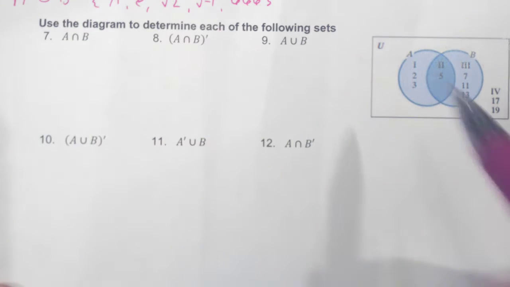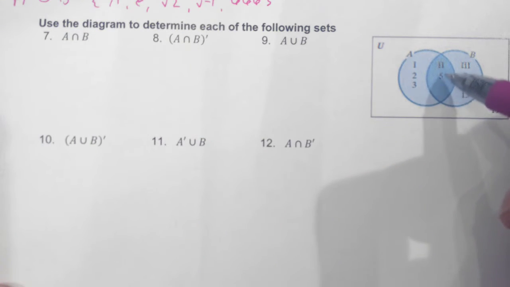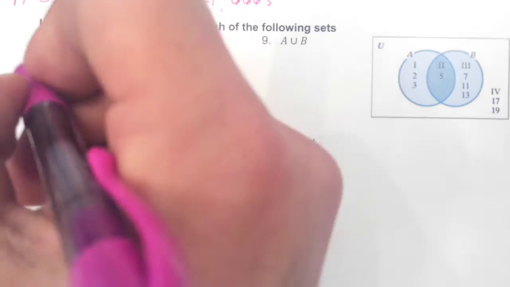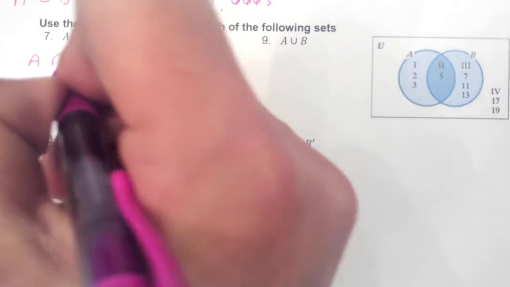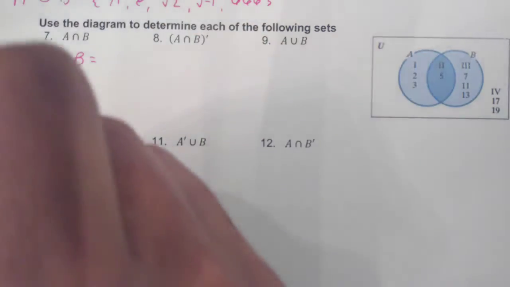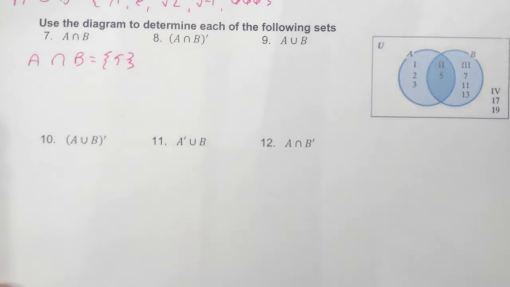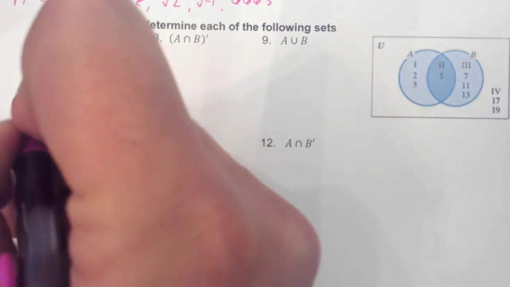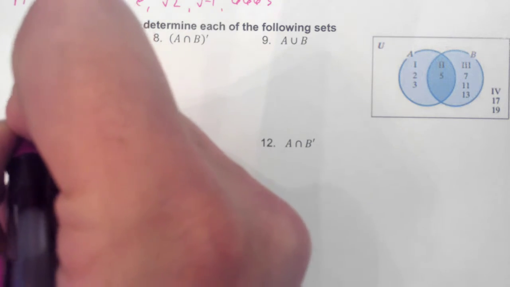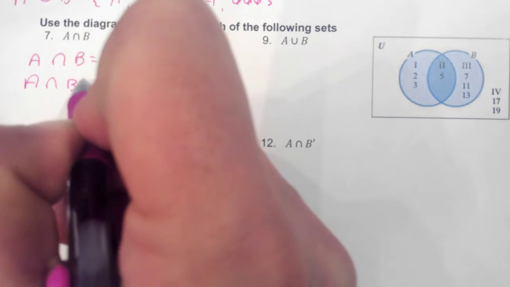The intersection of A and B. The intersection of A and B is the things that are in common in A and B. It's region 2. That one's nice and easy. The intersection of A and B is just 5. Okay, number 8. The complement of the intersection of A and B.